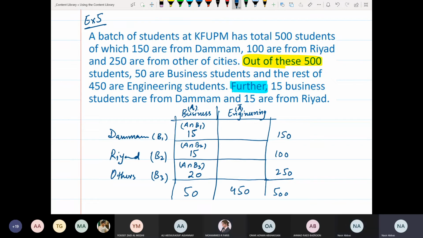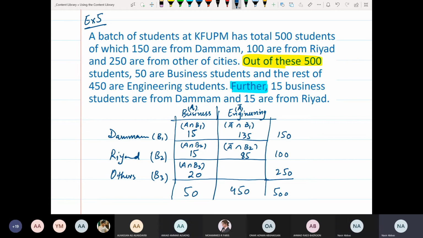Ali Al Hassan. Yes, Doctor. Engineering in Dammam is 135. 135 is engineering and the MAM, and what will be the name of this cell? A complement and B1. Amjad. Engineering in Riyadh, 85. What is the name of this cell? We can say A complement and B2.